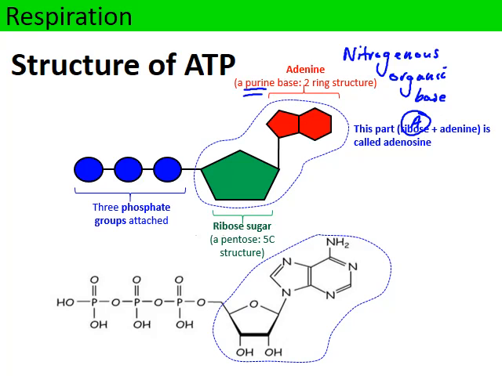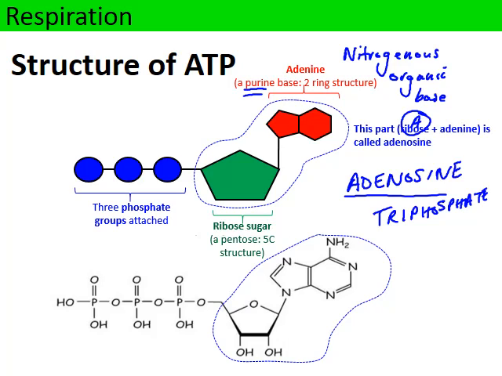Now, the adenine and the ribose together is called adenosine. So that's why we call ATP adenosine triphosphate, because the adenine nitrogenous base linked to the ribose is the adenosine, and the adenosine then has 3 phosphates added to it, so we call it adenosine triphosphate. And we know the word tri means 3.